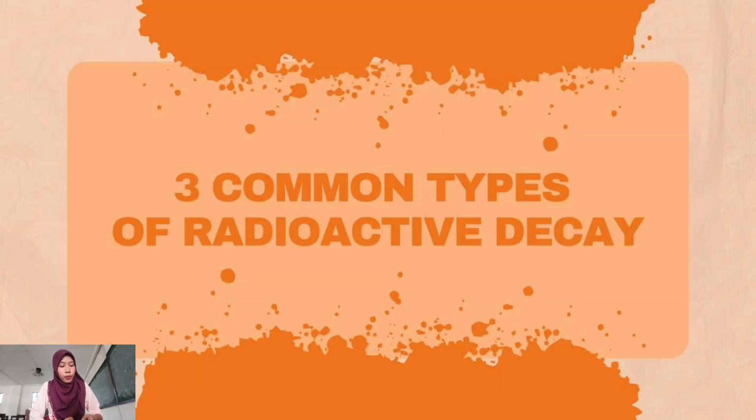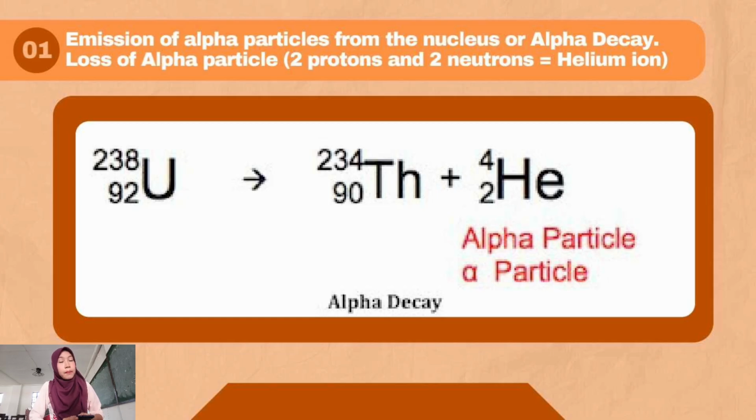We have 3 common types of radioactive decay: alpha decay, beta decay, and beta capture. So what is alpha decay? Alpha decay is the emission of alpha particles from the nucleus. This is the loss of alpha particles, 2 protons and 2 neutrons, which equals a helium ion. So here the parent isotope, or parent nucleus, loses 2 protons and 2 neutrons, or helium, because anything that has 2 protons is helium, right?